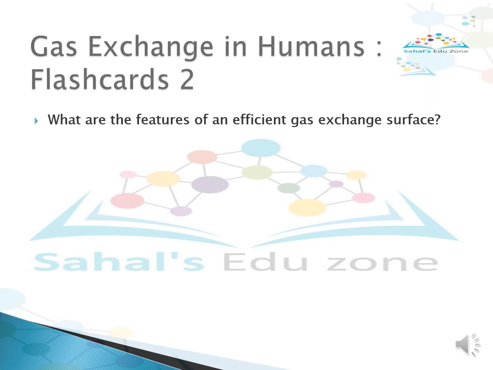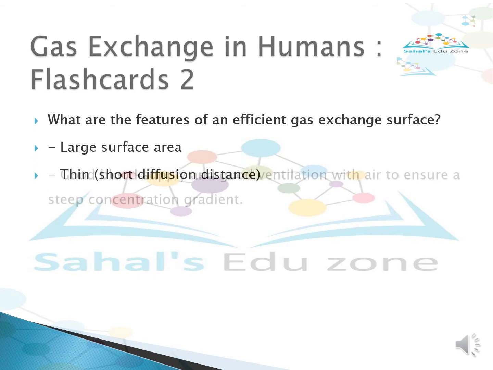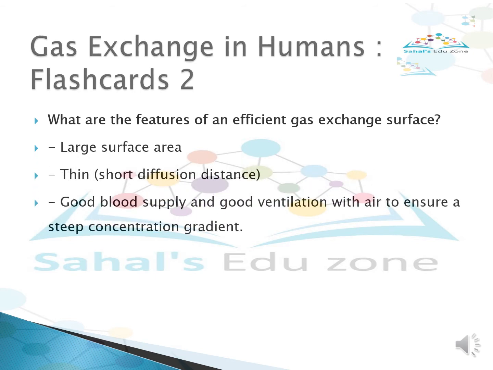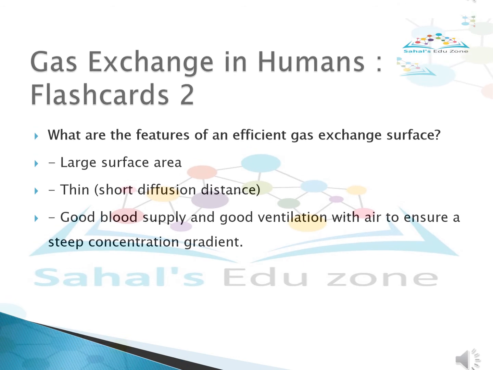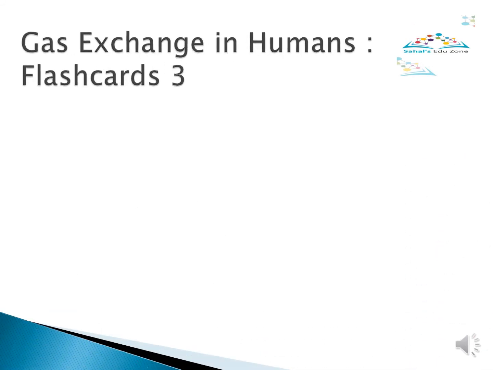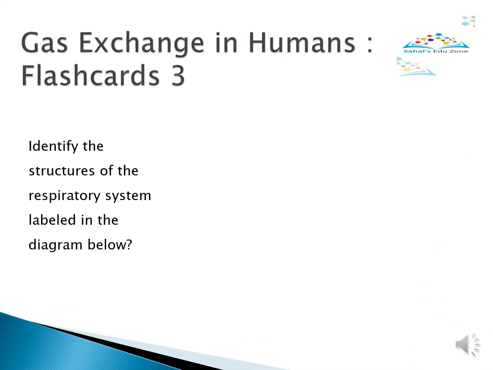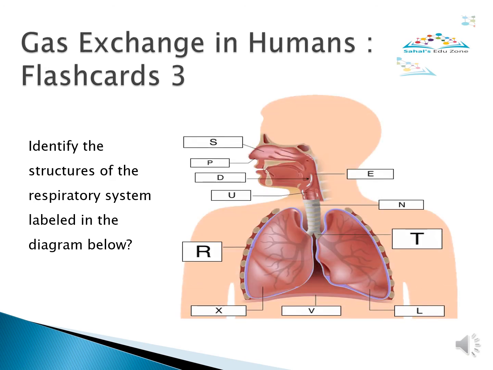Flashcard 2. What are the features of an efficient gas exchange surface? Large surface area, thin, good blood supply and good ventilation with the air to ensure a steep concentration gradient. Flashcard 3. Identify the structures of the respiratory system labeled in the diagram.